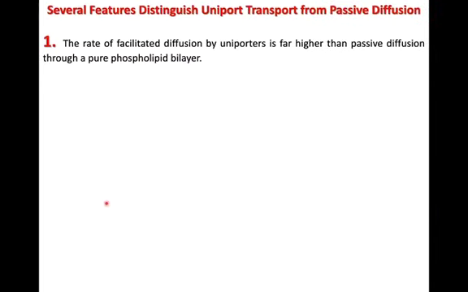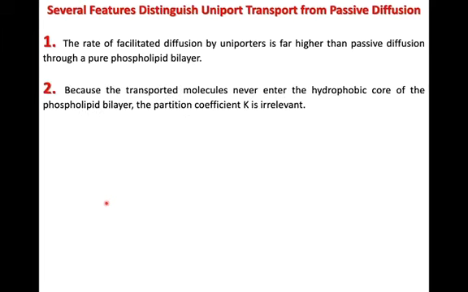So let's see some features that distinguish uniport transport from passive diffusion. The first feature is that the rate of facilitated diffusion by a uniporter is much higher than passive diffusion through a pure phospholipid bilayer, because the transported molecule never enters the hydrophobic core of the phospholipid bilayer. So the partition coefficient K is irrelevant. The partition coefficient K is relevant only if the molecule passes through the phospholipid bilayer by itself. But since the molecule is passing through a transport protein, the value of the partition coefficient K is irrelevant.